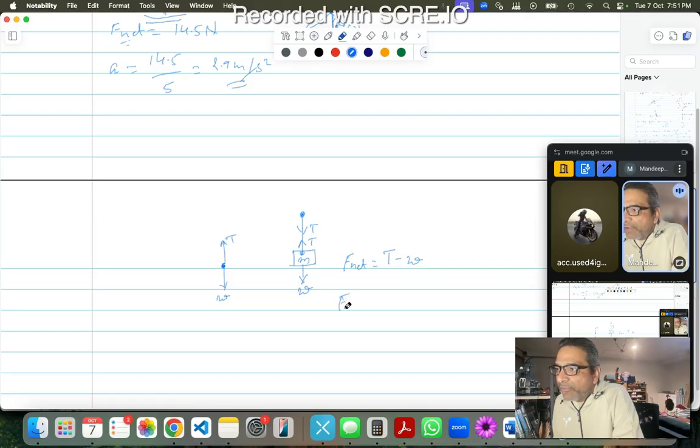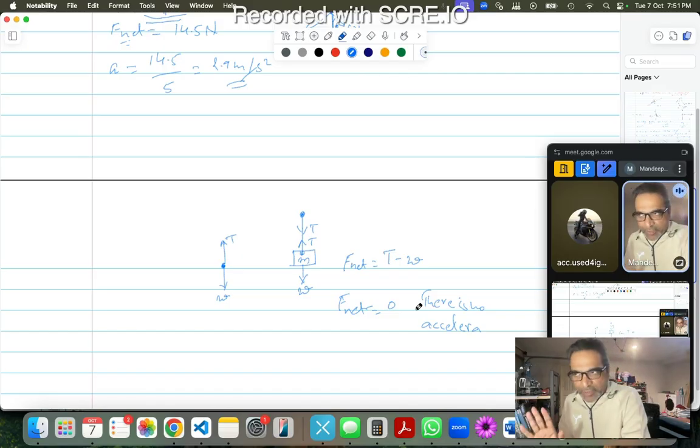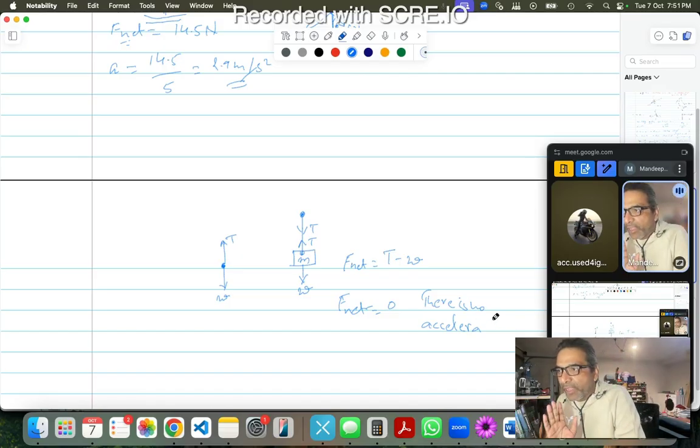But F net is equal to zero. Why? There is no acceleration. Always remember, if there is no acceleration, F net is zero. That means straightforward. Okay, acceleration.